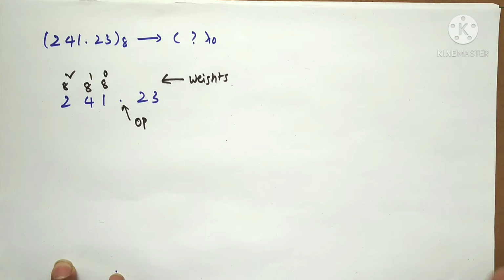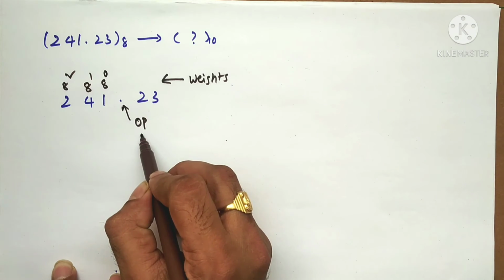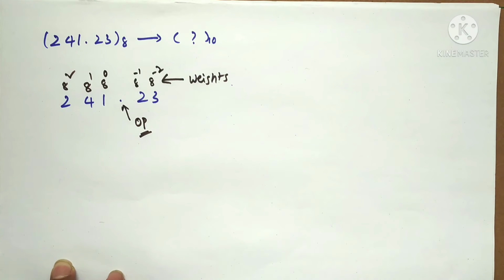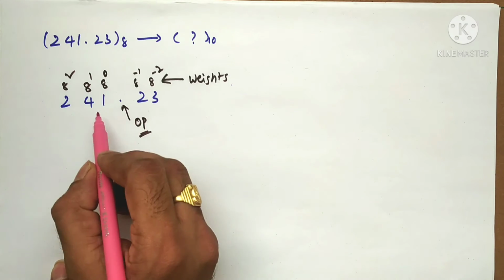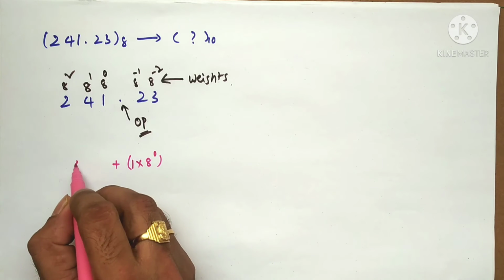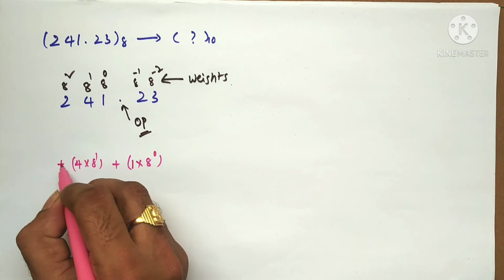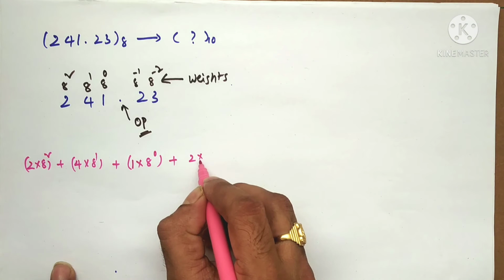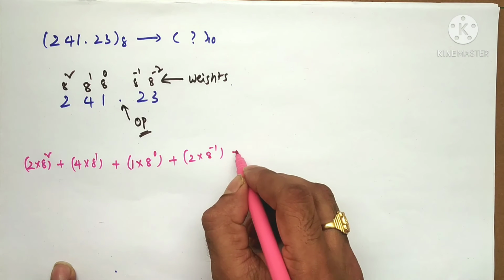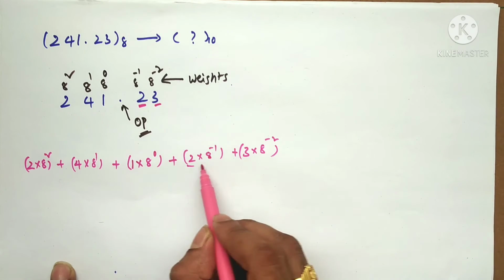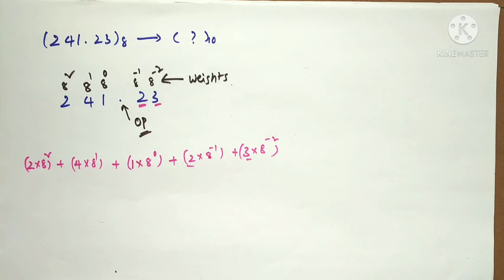To the right of the octal point, we have to write negative powers of 8. 8 power minus 1, 8 power minus 2. So now multiply each digit with its weight. 1 into 8 power 0 plus 4 into 8 power 1 plus 2 into 8 square plus 2 into 8 power minus 1 plus 3 into 8 power minus 2. Writing 2 and 3 here, multiplied by weights. Right?